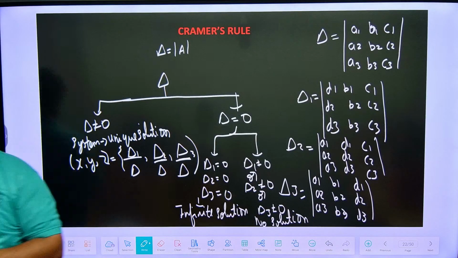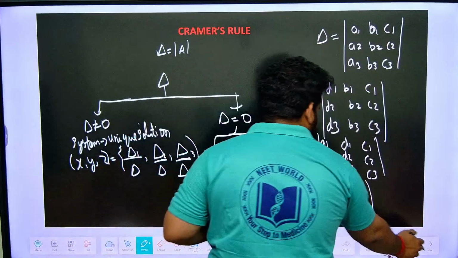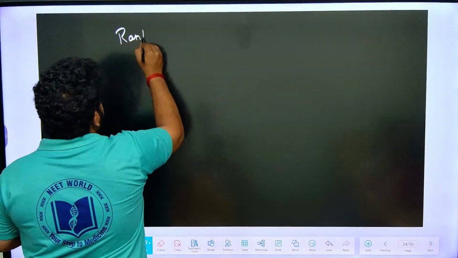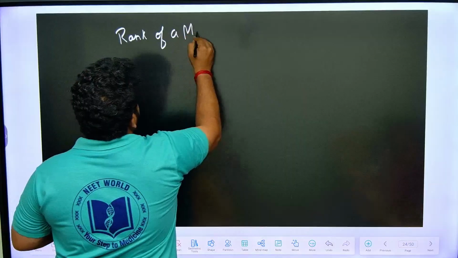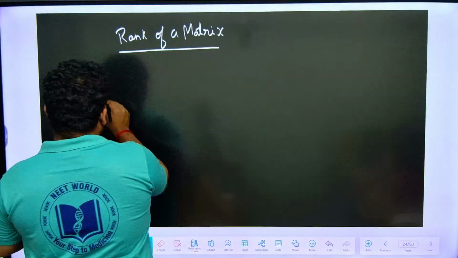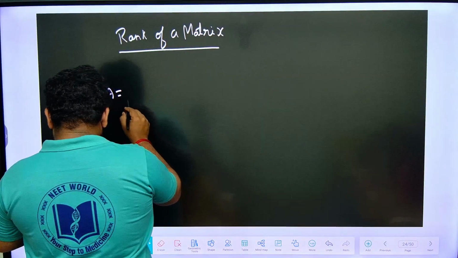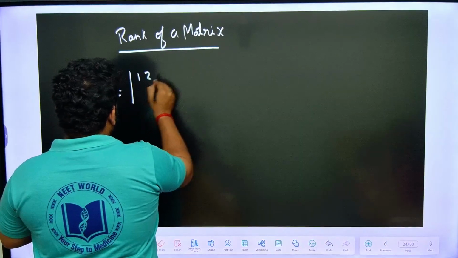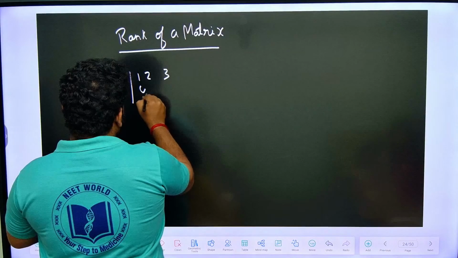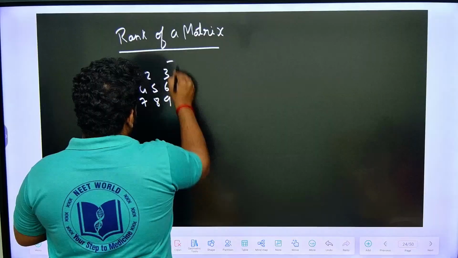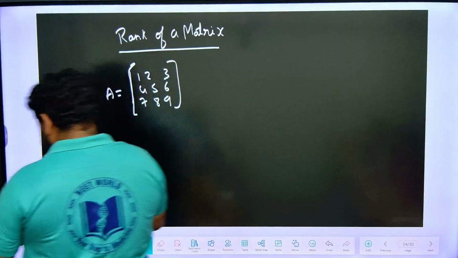Now let us go to the Gauss-Jordan method. Before that, let us do rank of a matrix. Rank of a matrix. Suppose let us take a matrix A, that is 1, 2, 3, 4, 5, 6, 7, 8, 9. This is the matrix we have taken.